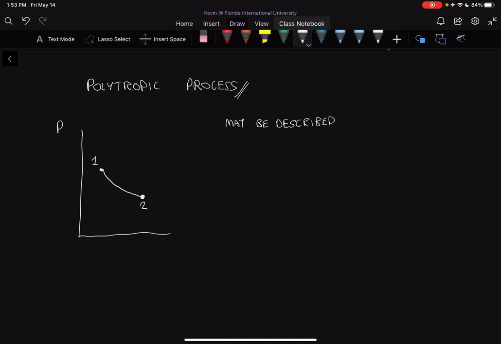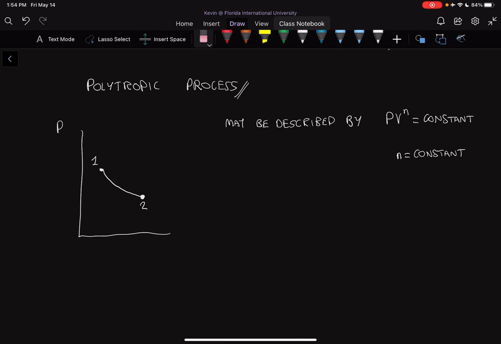as PV to the power of n is equal to a constant. So that's our equation for a polytropic process, and n is also equal to a constant. This n can vary depending on the gas that we use and depending on the process that we use. Okay, and it's going to be pretty interesting. So how do we solve for work boundary using this equation?